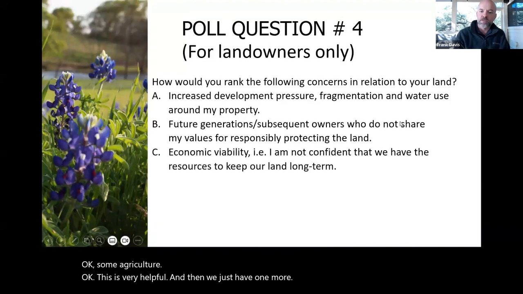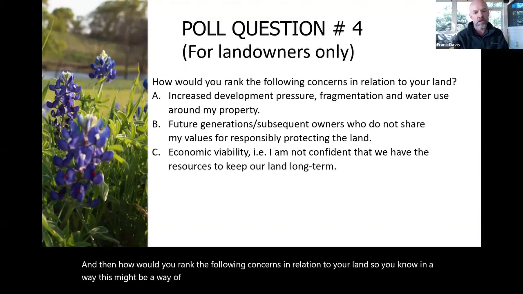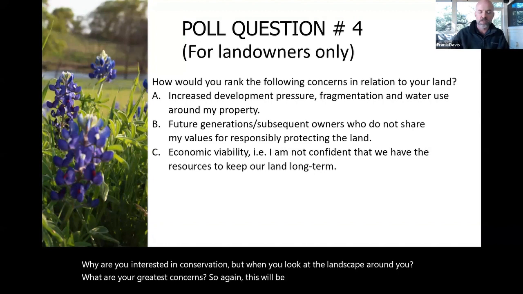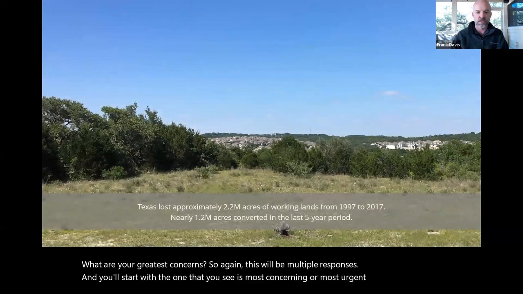And then how would you rank the following concerns in relation to your land? So, in a way, this might be a way of asking what brought you here today. Why are you interested in conservation? But when you look at the landscape around you, what are your greatest concerns? So again, this will be multiple responses. And you'll start with the one that you see as most concerning or most urgent. Sorry, I've just advanced on accident.